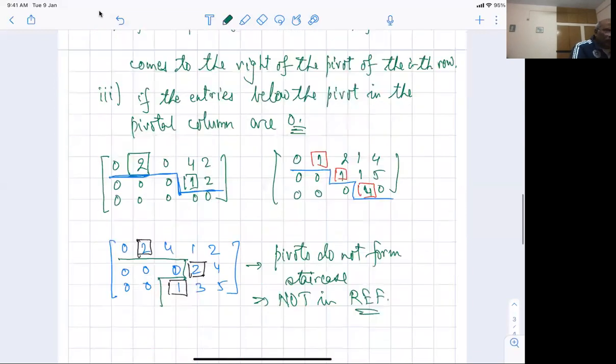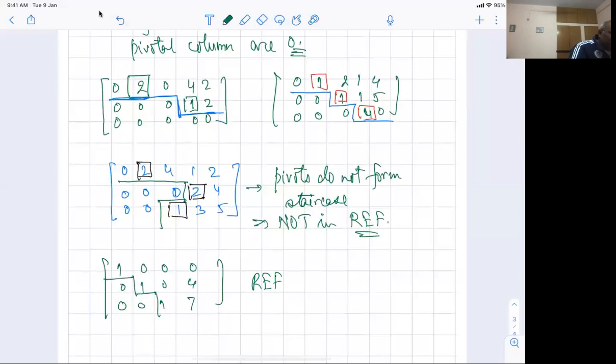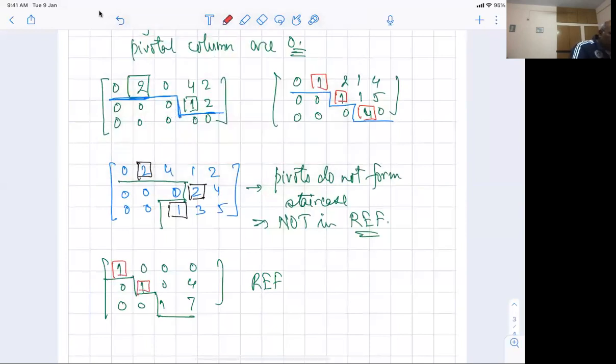All right. So what I would like you to see is that you can create these matrices for yourself. For example, this matrix: 1 0 0 0; 0 1 0 4; 0 0 1 7. This is again in REF. Why in REF? Because my pivots, these are my staircase. Fine. So just create all of them for yourself and try to understand it. Take some examples, because these are very important.